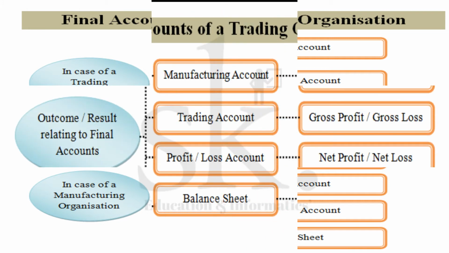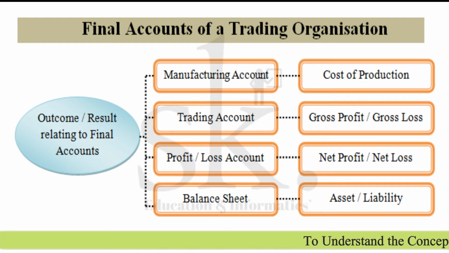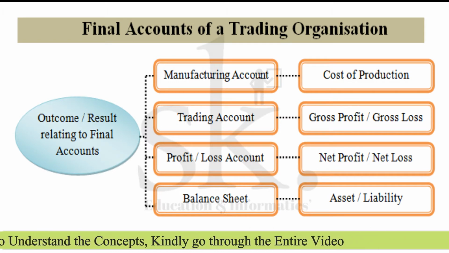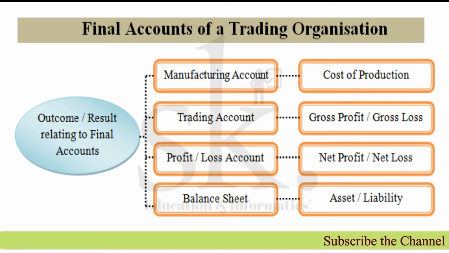Now let's understand the output. From a manufacturing account, we try to calculate the cost of production of a particular product or material, which is to be transferred to the trading account. The cost of production gets transferred to the trading account, and from the trading account, we get either gross profit or else gross loss. So if your sales are higher compared to your trading cost or trading expenses, then you get gross profit, or else vice versa, that is, if your sales are less than your cost, you get a gross loss.